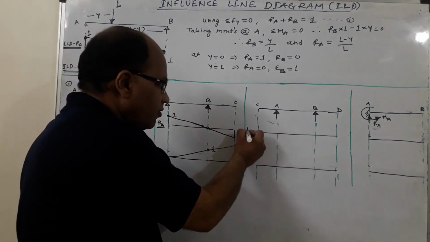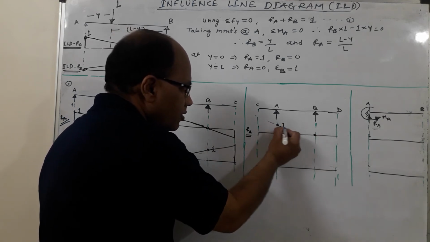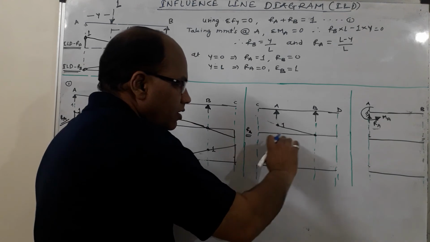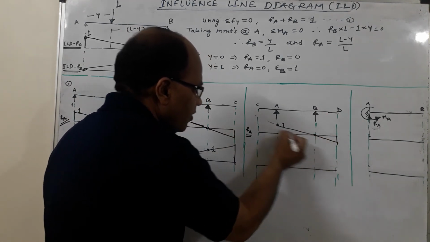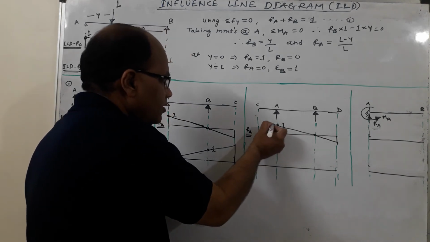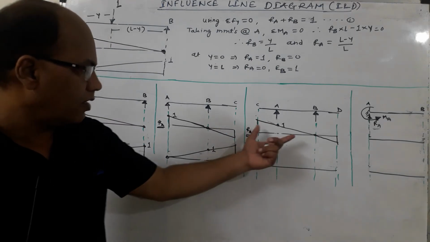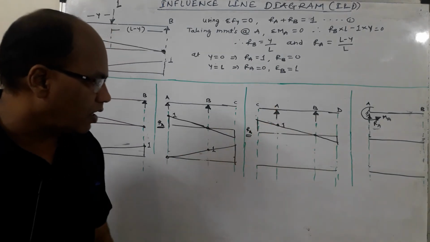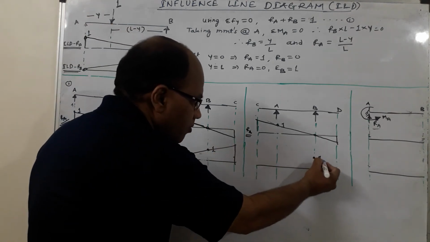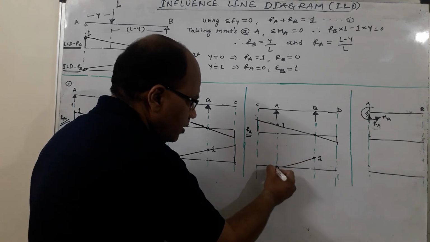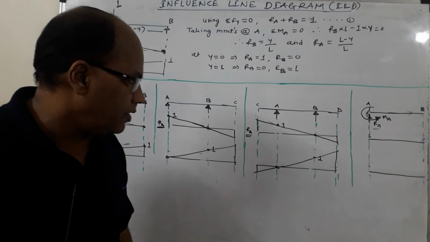When ILD for Ra is to be drawn, mark 1 at A, mark 0 at B, join these two together. To get the ILD for the span on the right side, extend the same straight line, and for the span on the left hand side, extend it in backward direction. So this is the ILD for Ra in case of the beam having two overhangs. ILD for Rb, now mark 1 at B, mark 0 at A, join these two together, extend the same straight line. This is the shape of the ILD for Rb.